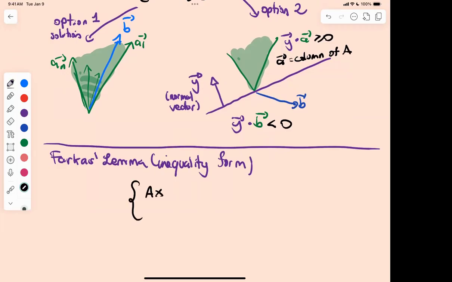I'll write what happens here, and then I'll give a brief explanation for why that occurs. It's maybe better to write the statement first, and then I'll give you the proof. The only thing that I'm saying is that instead of having equals, now I have Ax less or equal to b, and then I'm looking at x greater or equal to 0.